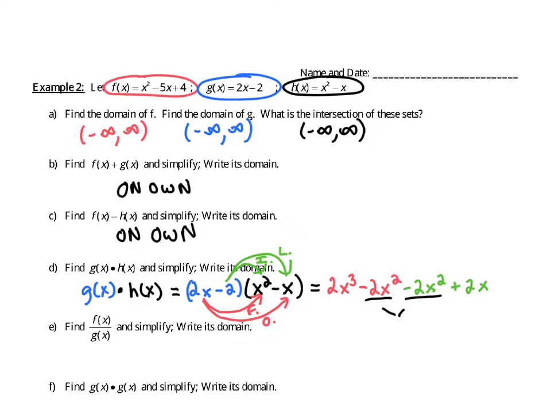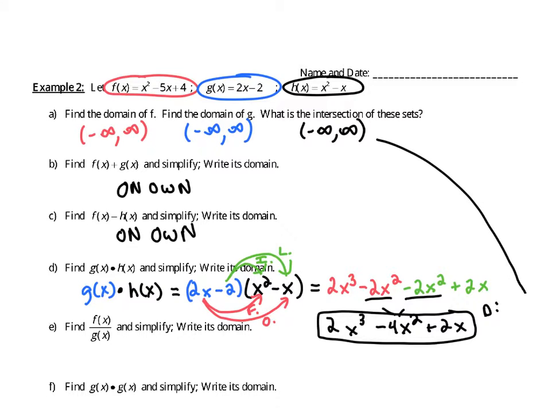When you combine them, you get negative 4x squared. We then will carry down the terms we did not combine, and we are left with our final simplified product function. Now it also asks you to write the domain, and the domain of this function is that same domain that we found at the very beginning. Those two original functions both had a domain of negative infinity to infinity, so this new function will also take on that same domain.